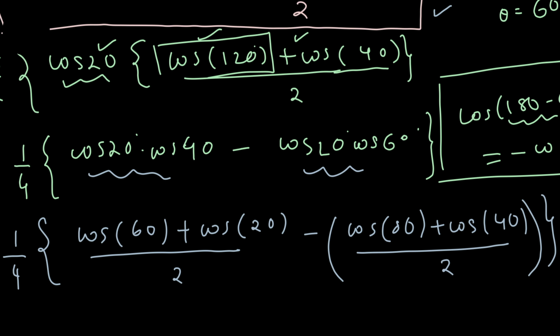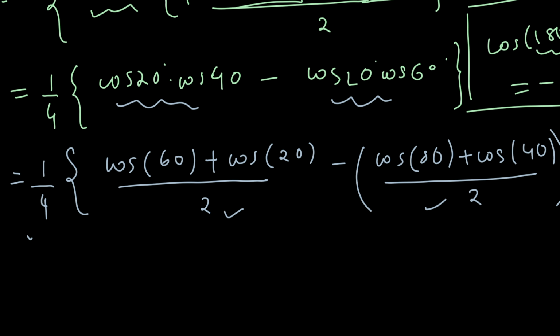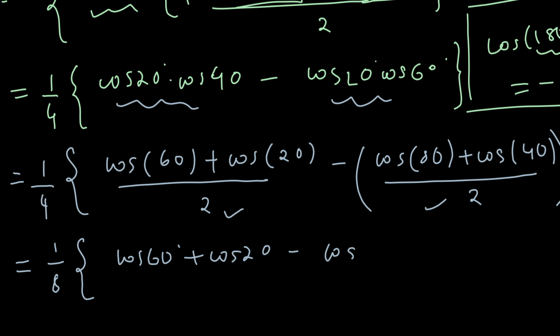Now I can again see that 2 is a common denominator in both terms, so I can take that common and multiply with 1 upon 4. So what I get outside the bracket is 1 upon 8 multiplied with cos of 60 degrees plus cos of 20 degrees minus cos of 80 degrees minus cos of 40 degrees.